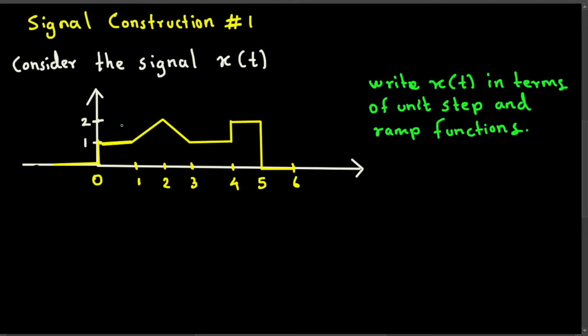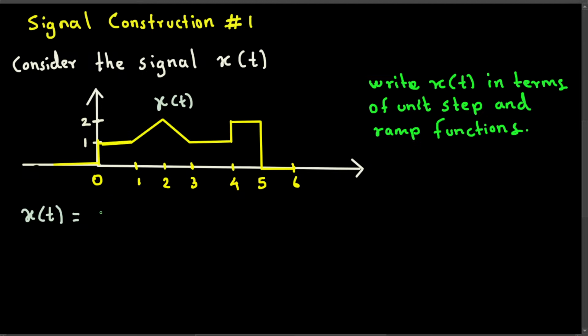And here we have the signal provided. The signal name is x of t. And the question here is asking: write x of t in terms of unit step and ramp functions. Now let's see how we can express this signal x of t using unit step function and ramp functions.